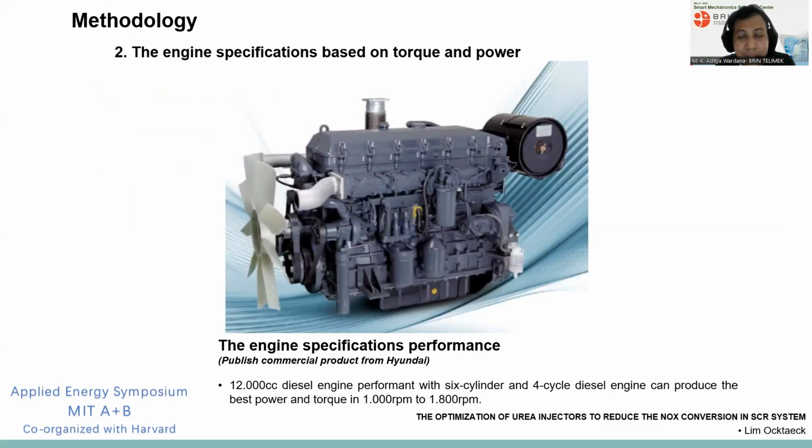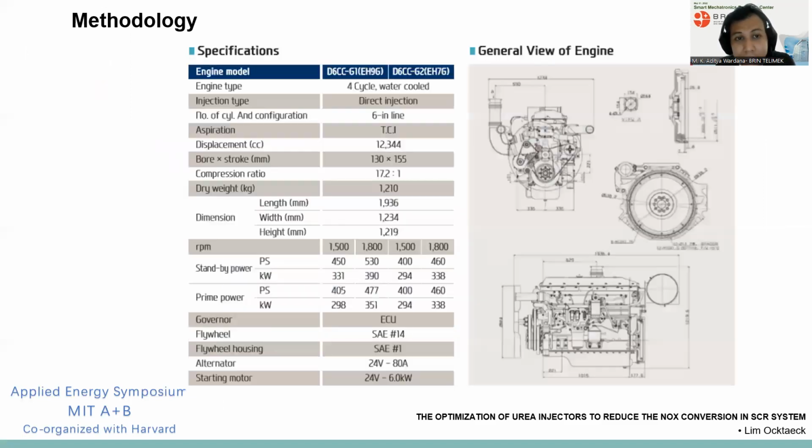This is the engine specification we use. Here we use the Hyundai D6cc with the best torque between 1000 and 1.5 thousand RPM. However, here we only run at 1000 RPM to show you the performance of the SCR system with the urea injectors. This is the specification of that engine.